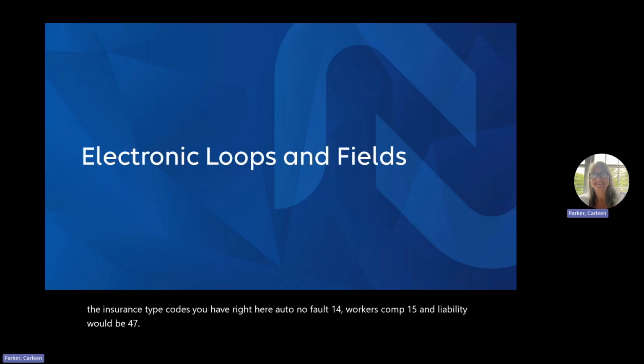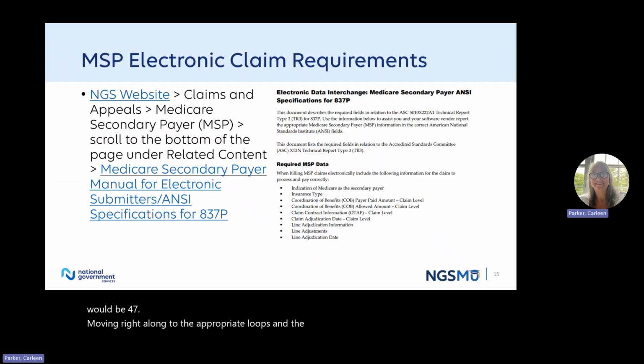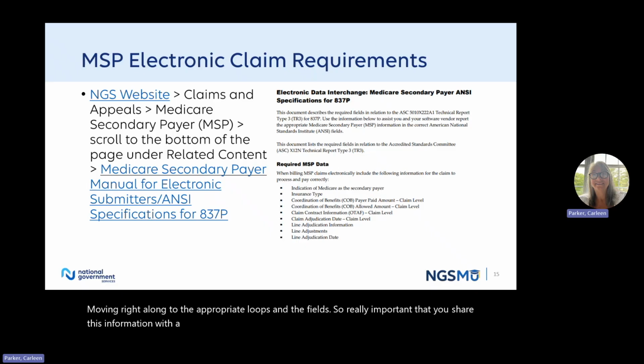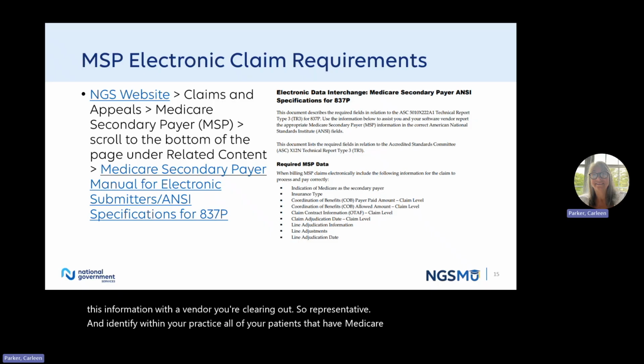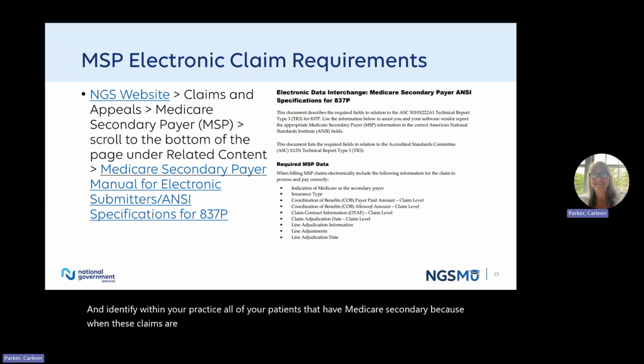Moving right along to the appropriate loops and fields. It's really important that you share this information with your vendor, your clearinghouse, or representative, and identify within your practice all of your patients that have Medicare secondary. Because when these claims are submitted to National Government Services, there will be certain loops and fields that need to be populated, with an indication that Medicare is secondary.